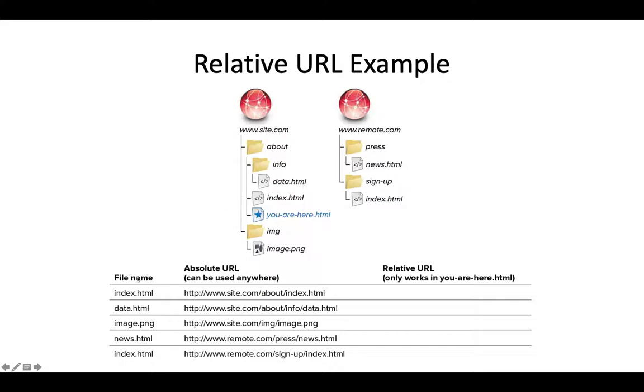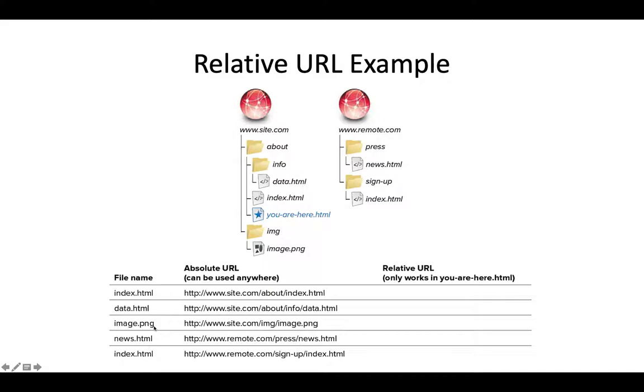Okay, and you can always refer to all these files. The first one is index.html, which is this one, and there's data.html, which is this one. For example, using an absolute URL for this file, it should be HTTP, which is the protocol, then site.com, which says this site, then the about directory, and under that you would find index.html. And for data.html, which exists here, you still have to say the website, site.com, then the about directory, then the info directory, and then you can find data.html.